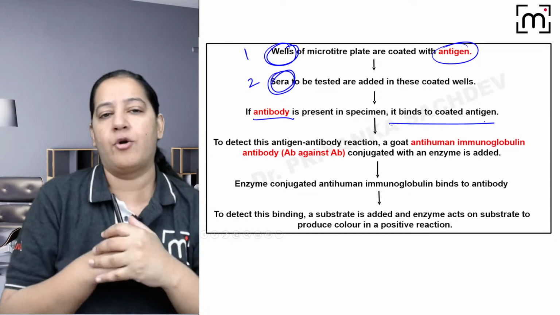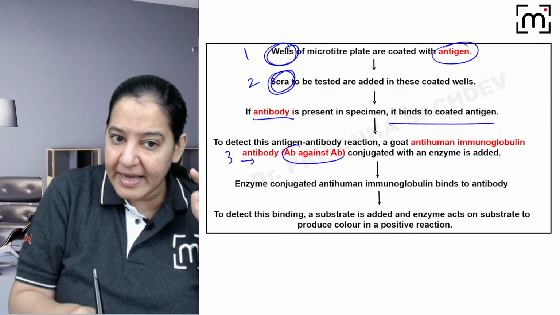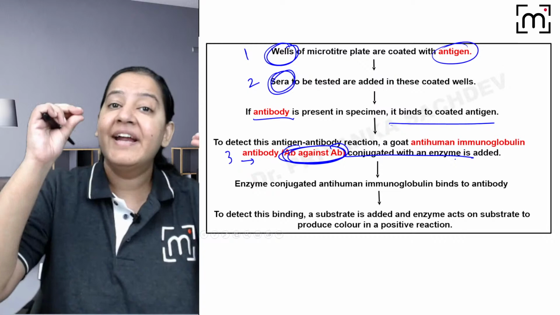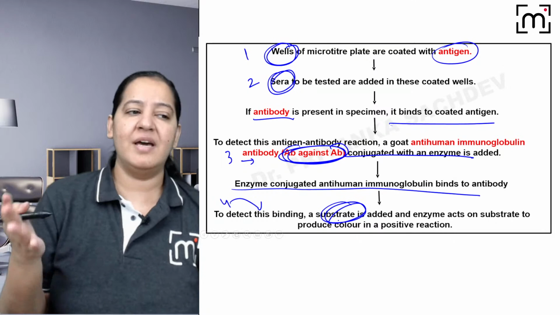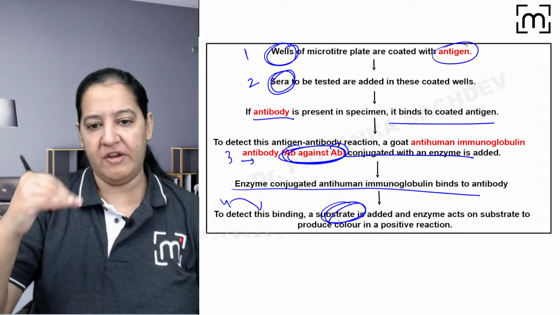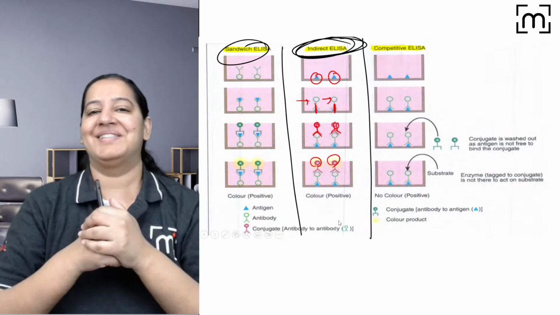Now in step 3, you add antibody against antibody. It is enzyme linked antibody against antibody. If you can read it properly, it is antibody against antibody, right? So if the previous sample antibody is already present, it will form a bond. And in step 4, you will add the substrate. If color change is there, it's positive. If no color change is there, it's negative. So you have to write in your exam in 4 points, 1, 2, 3, 4, and the conclusion. So that's it. We are moving to the third and the last ELISA.